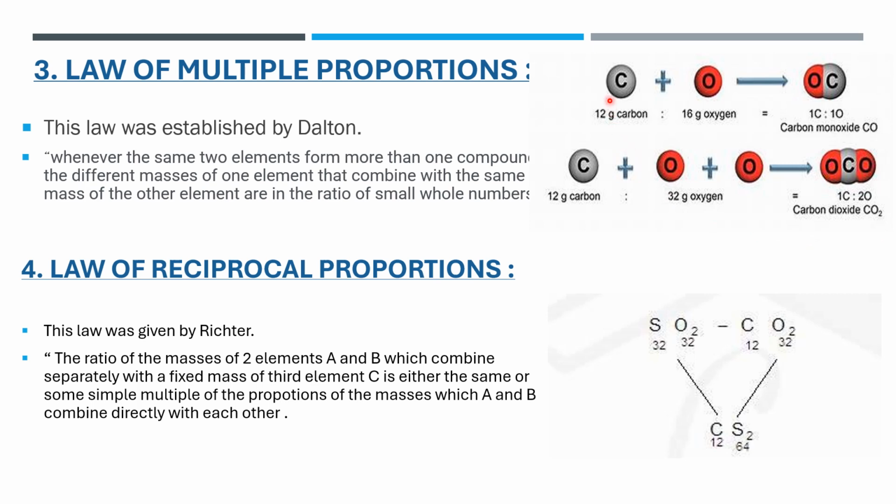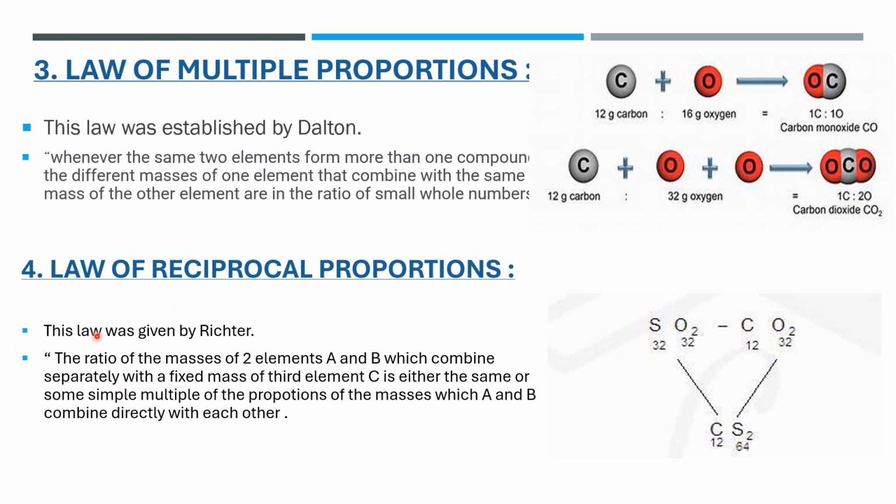So whenever the same two elements form one or more compounds, the different masses of one element that combine with the same mass of the other element are in the ratio of a small whole number. Okay, this is the statement of the law of multiple proportions with a good example. Next, we will move on to the law of reciprocal proportions.